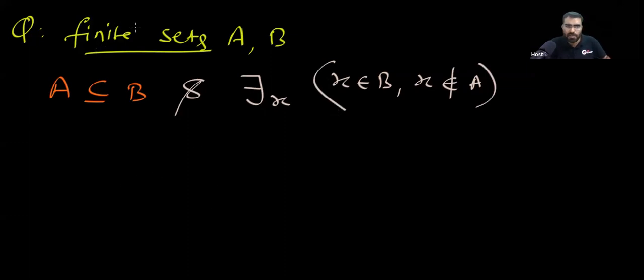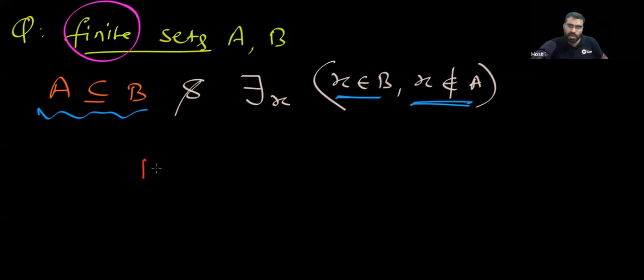Did you understand the question? You have finite sets A and B, so that A is a subset of B, and there exists an element which belongs to B and does not belong to A. In this situation, what can you say about the cardinality of A and the cardinality of B? The answer will be that A's cardinality will be less than B's cardinality. Yes or no? Very simple.